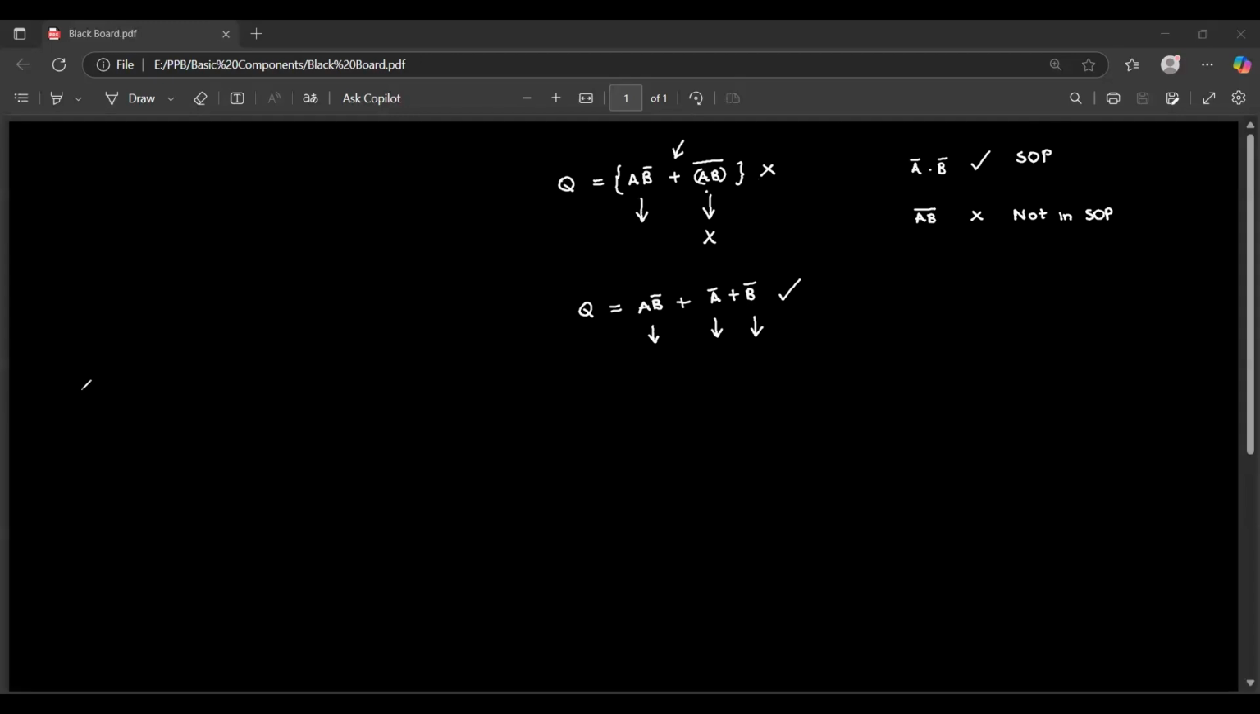So let's say something is given like F is equal to A B C plus A (B C) whole thing bar. And then let's say we have (A B) whole thing bar into C. Well, this is not in SOP. This is not in sum of products form. So what should we do here? We should first of all expand this. So what will you get?